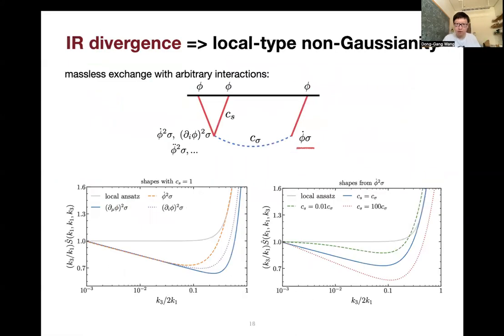Okay. After that, now we can release the full power of the bootstrap to consider the classification of different types of multi-field non-Gaussianities. The first thing we can discuss is that we can consider arbitrary cubic interactions for the phi and sigma fields with different sound speeds, c_s and c_sigma, but the quadratic interaction is still phi dot sigma. So in this case, the IR divergence would remain. And then what we found is that the shape still looks like the local shape. Basically, if we have IR divergence, then the resulting bispectrum shape will still look like local, like what I've shown in these two different plots. So for different types of signals, the bispectrum shapes still look quite close to the local ansatz here.